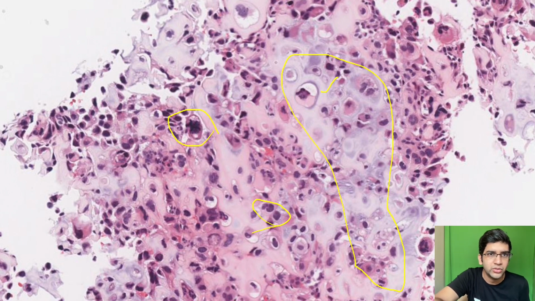Like here, have a look in the 12 o'clock portion. I have a beautiful lacunae inside which I have a cell. So now I have a lacunae inside which is a cell. I'm going to think of a chondroid lesion. But one thing which is in the back of the head is the history.